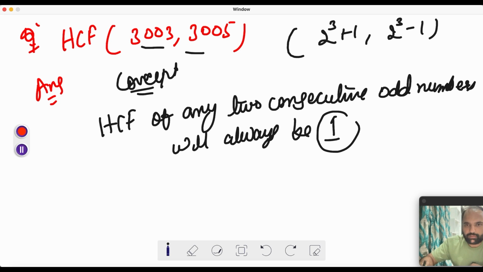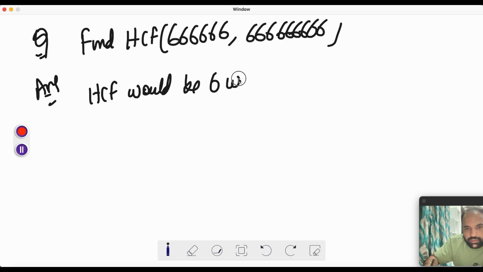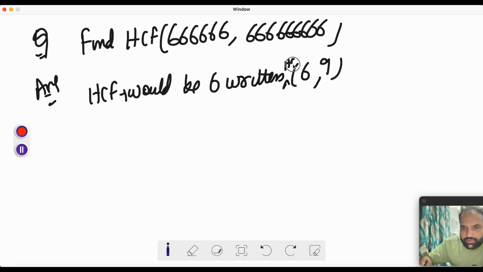Okay, we'll do another one now. Now this number looks very dreadful. How are we going to do this? So understand this, and we'll do a couple of examples on this. It says HCF of this and this. So the HCF would be, see how many times 6 are we writing over here? 6 written 6 times and 9 times. So the HCF would be 6 written, and then the HCF of 6 and 9.